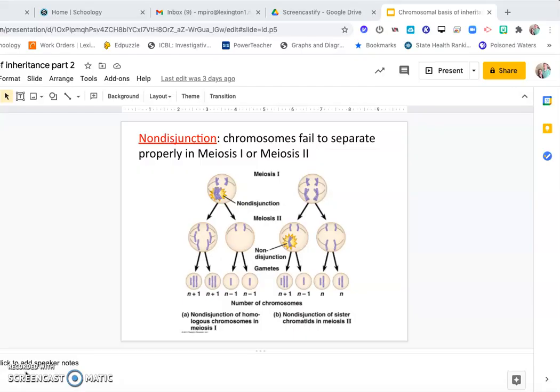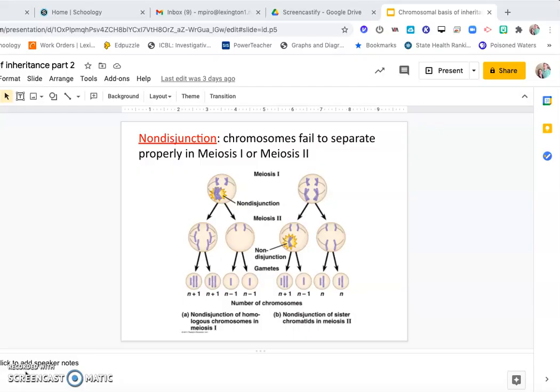And so when something in meiosis, your chromosomes should disjoin. They should separate out. When they don't, it's called non-disjunction because they're not disjoining. And so that's all non-disjunction is. It's when the chromosomes do not separate in either meiosis 1 or meiosis 2. If it happens in meiosis 1, all 4 of the gametes are going to be affected. If it happens in meiosis 2, half of them will still be normal, but the other half will be affected.